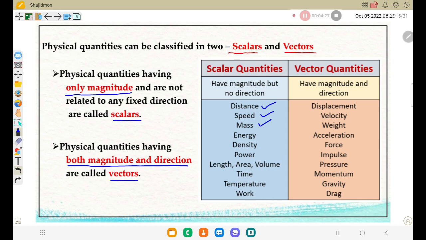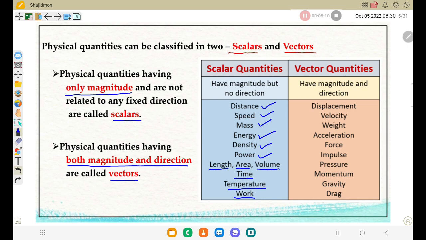Now mass is a scalar quantity, energy is a scalar quantity. How many calories, that is the meaning of energy. And density is a scalar quantity. Power means electric power, watts, how many watts one electric bulb has. Length means only a number, a scalar quantity. Area, how many square feet or square meters or square centimeters. And volume is a scalar quantity, how many cubic meters or cubic centimeters. Time is a scalar quantity, temperature is a scalar quantity, how many degrees Celsius. Work is a scalar quantity.